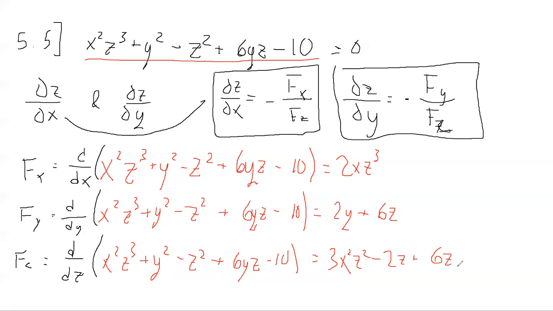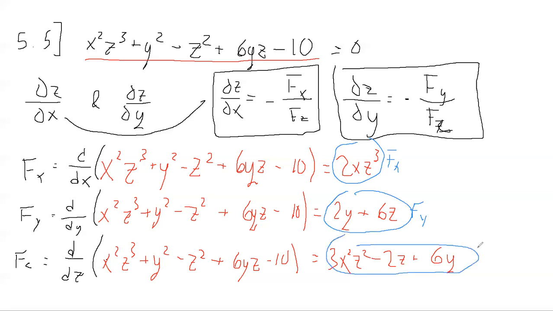Right? Let me make sure that I'm doing everything right. Oh, I'm so stupid. That's actually plus 6y, right? Because there's a z value here that becomes 1. It'll just be plus 6y. All right, so we have all our f of x, f of y, and f of z. This is your f of x, this is your f of y, and this is your f of z.